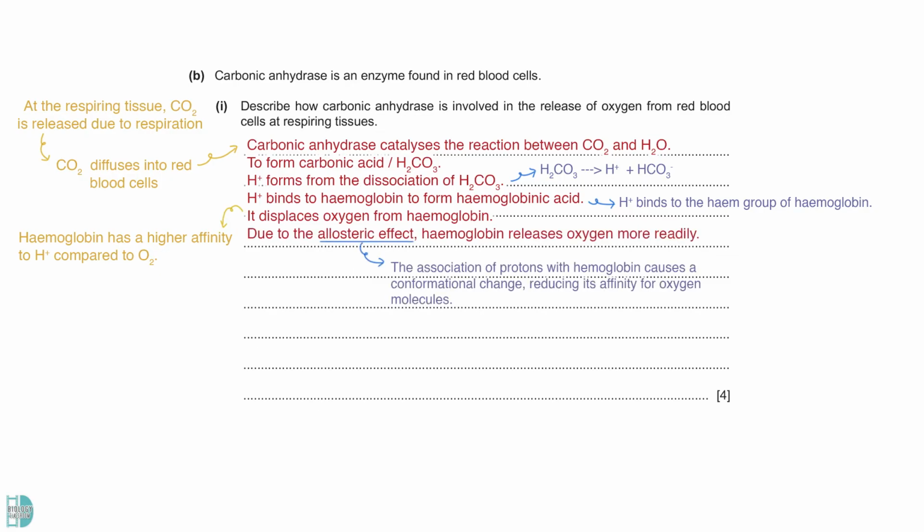The association of protons with the hemoglobin causes a conformational change in hemoglobin. This shape change reduces its affinity for oxygen molecules. It is known as the allosteric effect.